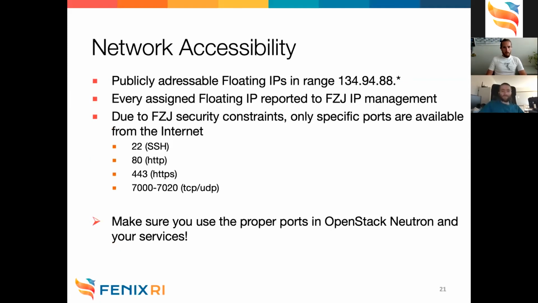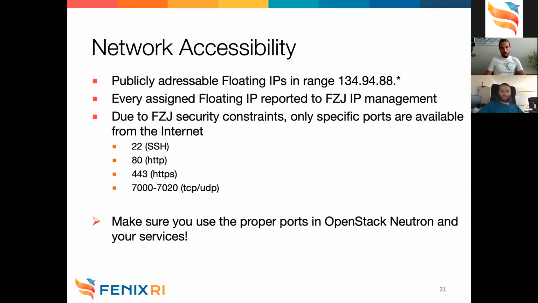Some words about the network. Whenever you spawn a VM, you are usually in your private network. You are able to assign floating IPs to your VMs, so to give your VMs simply a publicly addressable network address. You see the subnet here, which is just a technical detail, I would say. When you create your VM and associate the IP, you will simply get it, together with a host name, which is in our FZJ network.